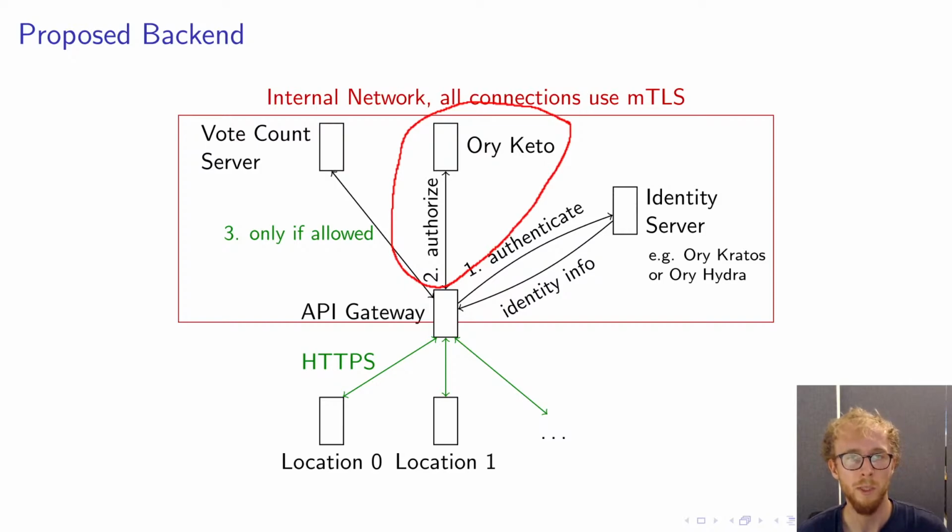So when the request is authenticated, we get back the identity information, and then the API gateway can do the authorization with Keto. And the nice thing here is that Keto, as I said, in the ideal backend, is open source, follows 12-factor, and works independent of any identity server. So basically all we need is some identifier of the user, and then we can look up whether that user is allowed to do the action they are trying to do.